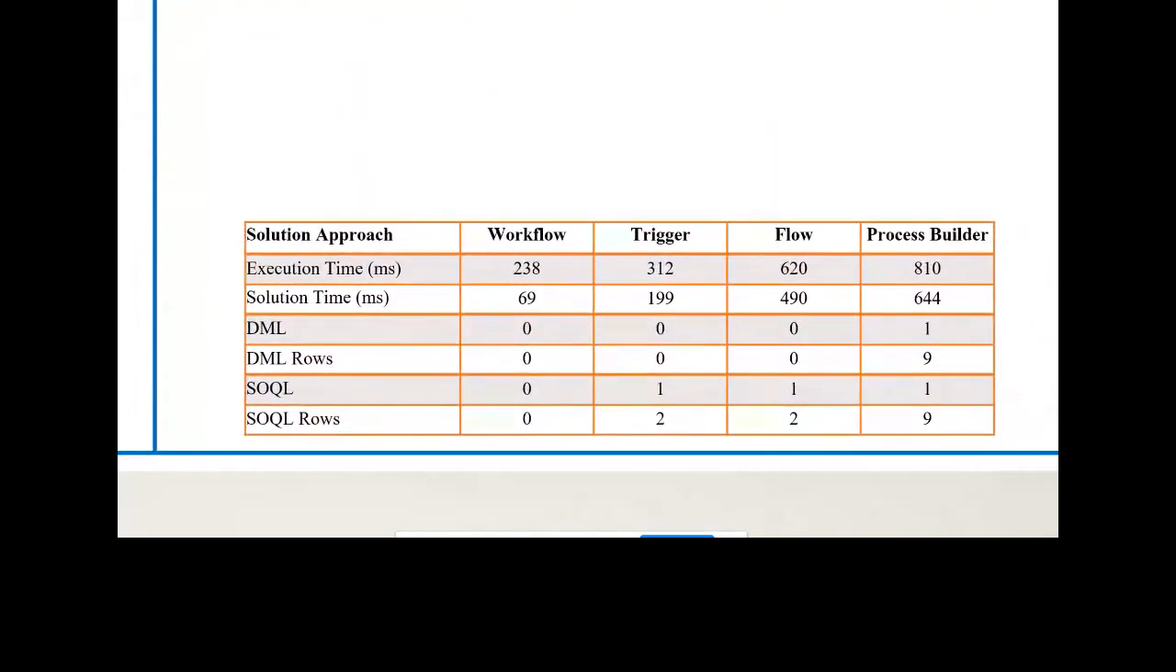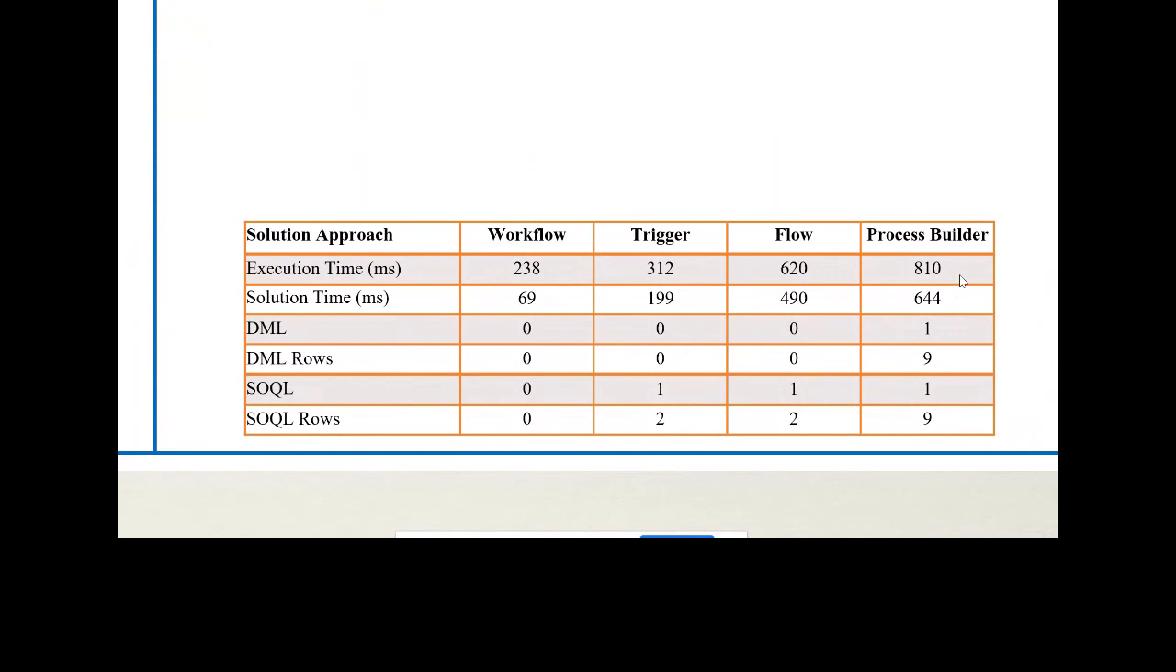So for bulk record, I have executed around 100 records, and you can see compared to the previous time, when we executed this for a single record, now the difference is more here. For example, for a workflow, it is 238 milliseconds, whereas a process builder is consuming around 810 milliseconds. So you might have seen flows, process builder, everything is bulkified. But then you might be thinking why it is consuming this much time.